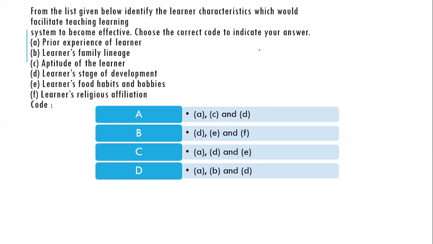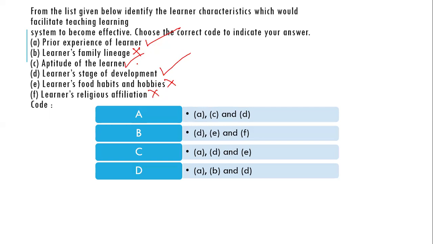Right. From the list given below, identify the learner characteristics which would facilitate the teaching learning system to become effective. Prior experience of the learner, yes. Learner's family lineage, definitely not. Nothing interrelated with the learner. We have many first graduates now. Aptitude of the learner, yes. Learner's stage of development, maybe. Learner's food habits and hobbies, definitely not. Learner's religious affiliation, definitely not.